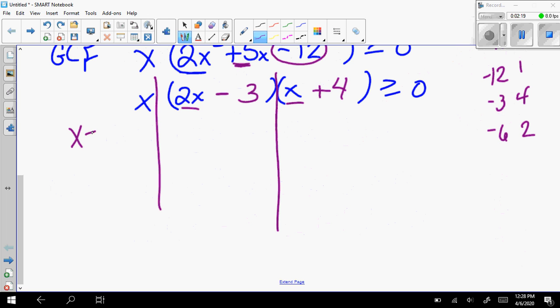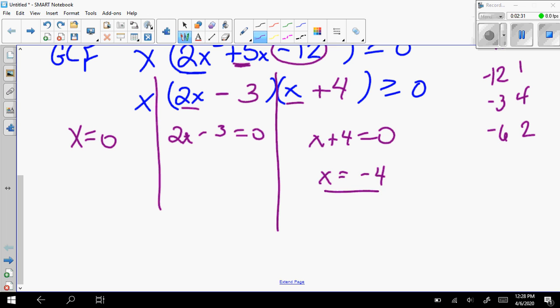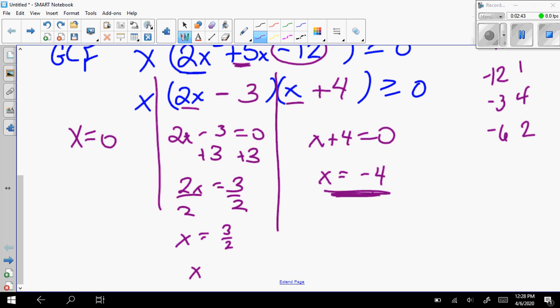All right, x equals 0. So let's set each of these parts equal to 0. 2x minus 3 equals 0. x plus 4 equals 0. Solve. So here you've got x is negative 4. That's one of the critical values or critical points. Here we get x equals 3 over 2, or you can call that 1.5 if you'd rather. Another critical point, and you've got x equals 0 as a critical point. So again, these are your critical values or your critical points.